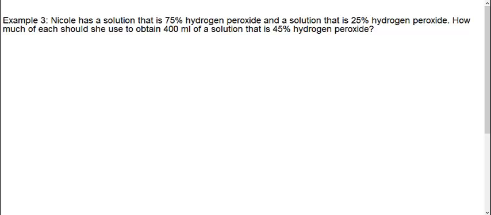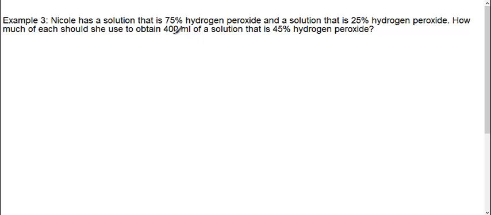All right, so here, this word problem is just like the last two, but it is using the same ingredient with different percentages. It says Nicole has a solution that is 75% hydrogen peroxide and a solution that is 25% hydrogen peroxide. How much of each should she use to obtain 400 milliliters of a solution that is 45% hydrogen peroxide?